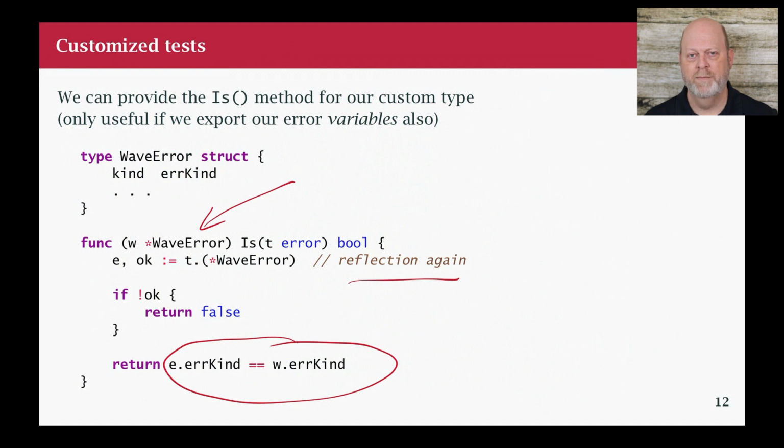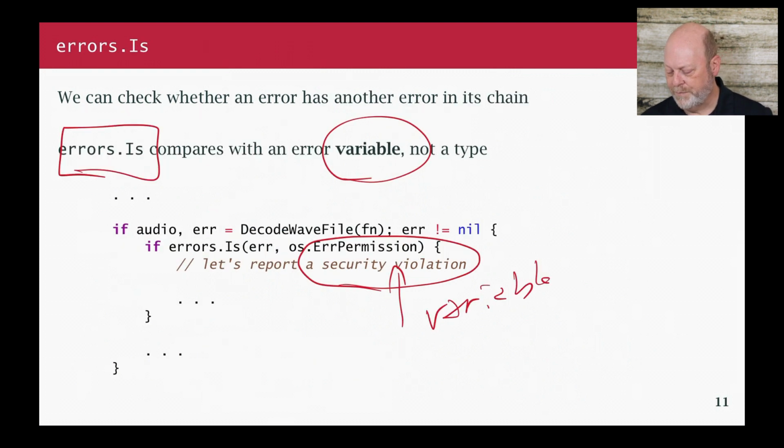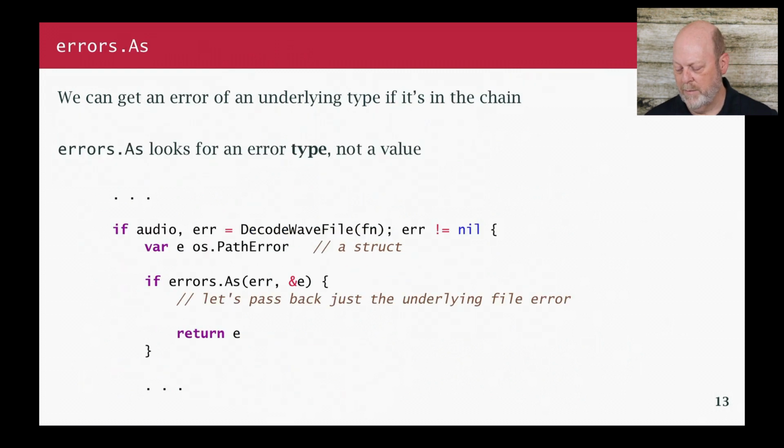Go has one other method. Okay. So Is, again, operated on a variable, not a type. As operates on a type, not a variable. And what it says is, can I go into the error chain and extract an error of this type? You can almost think of it as a kind of downcasting. Given an error, can I downcast it to an error of this type? Now, that error might not be the top level error. It might be in the chain.